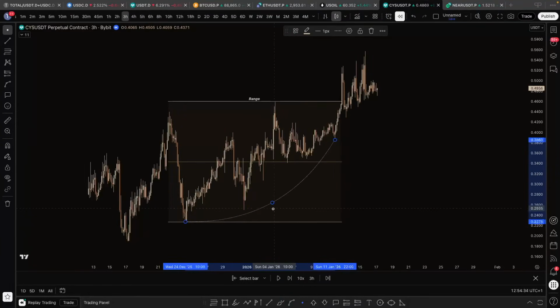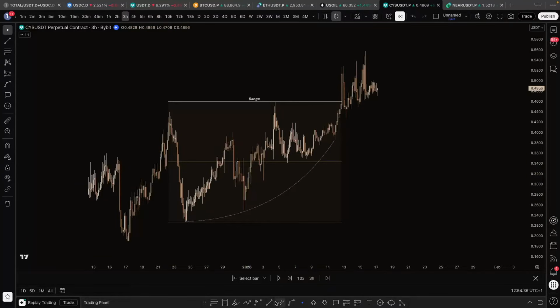No low is taking out the other low. This low is not taking out this low. This low is not taking out that low. So it's all higher lows. This means all liquidity.